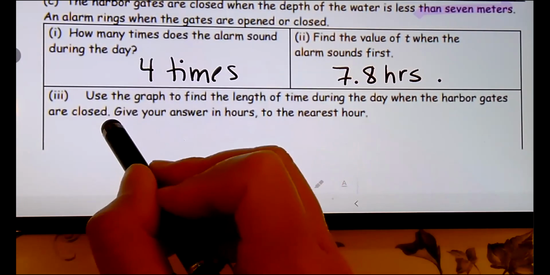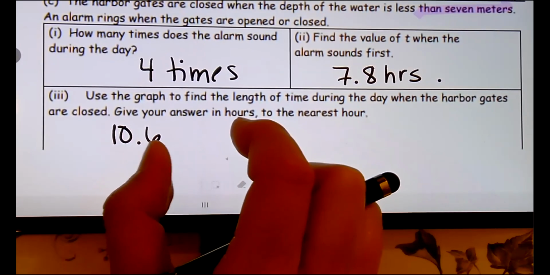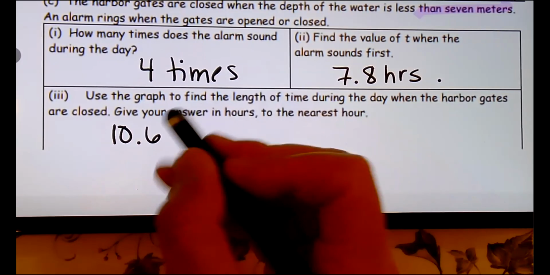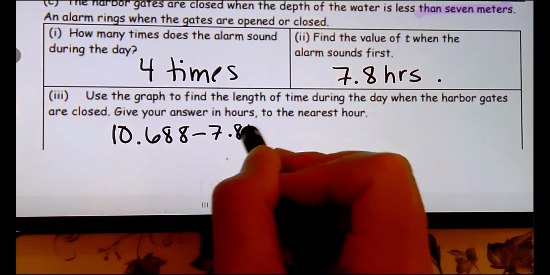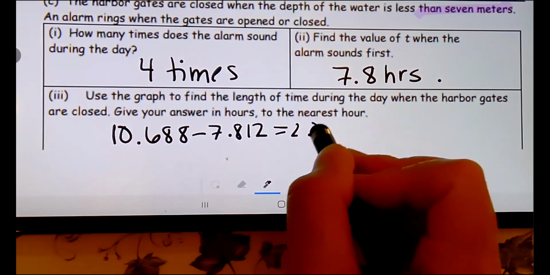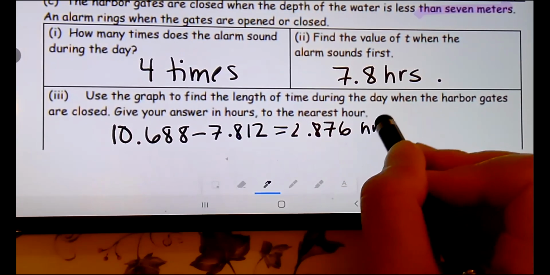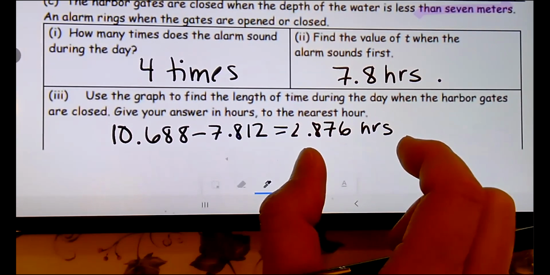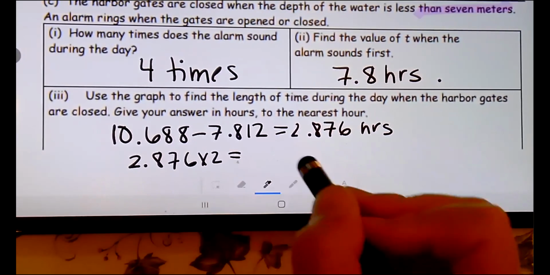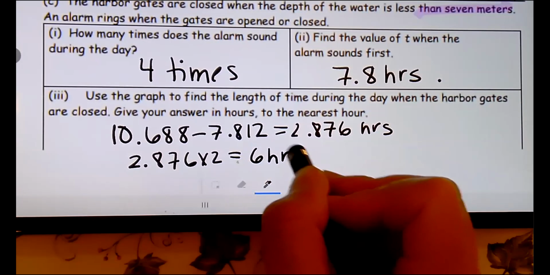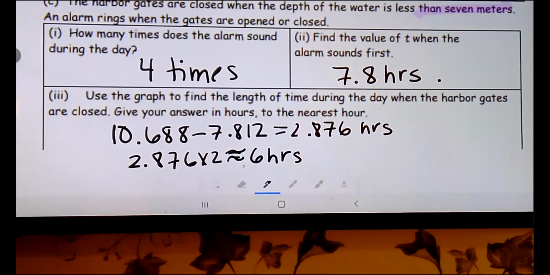So again, the math I did was I took the two values from the time it closed and opened back up, 10.688, and I subtracted 7.812, and I ended up with 2.876. This is how many hours it was closed for the first closure, and we have that twice in the day, so times 2, and that's going to be 6 hours when we round to the nearest hour. Okay, so that's the second video for today.